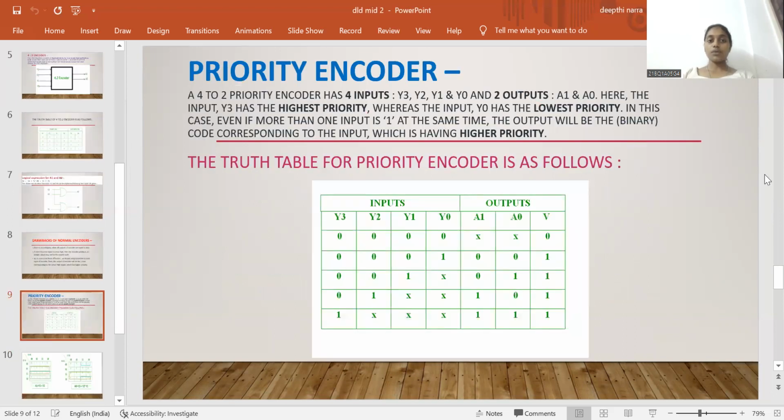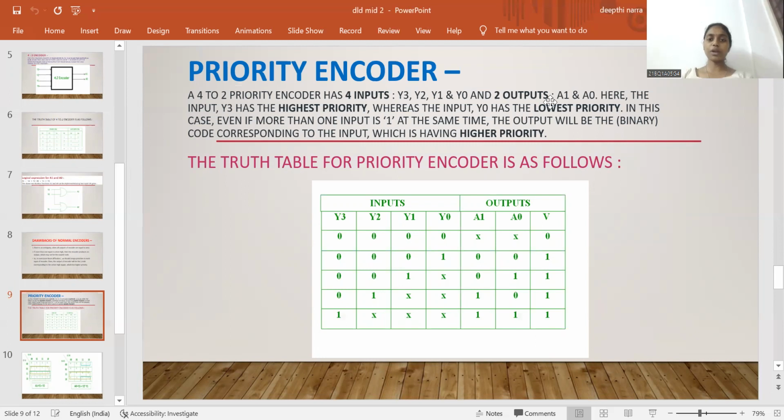Priority encoder. A 4:2 priority encoder has 4 inputs, Y0, Y1, Y2, Y3, and 2 outputs, A0 and A1. Here, the input Y3 has the highest priority, whereas the input Y0 has the lowest priority. In this case, even if more than one input is 1 at the same time, the output will be the binary code corresponding to the input which has higher priority.